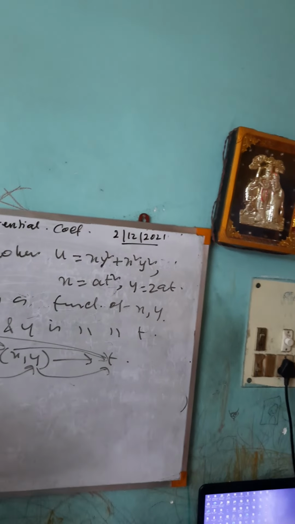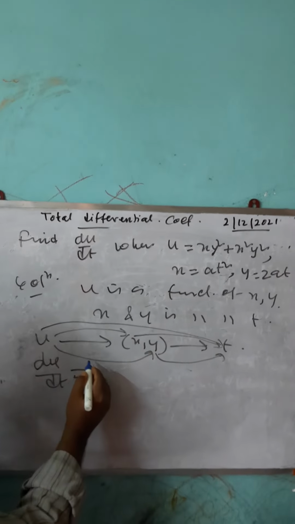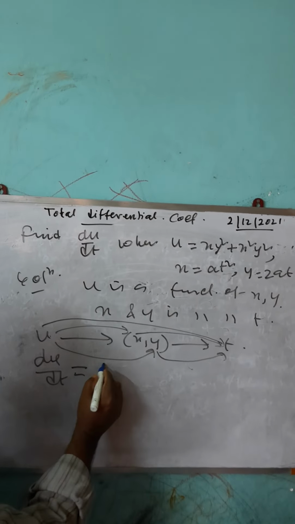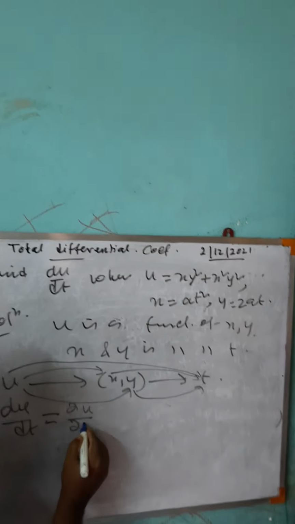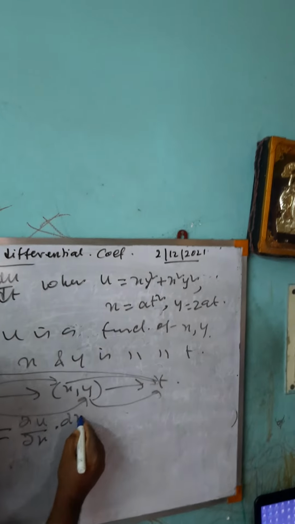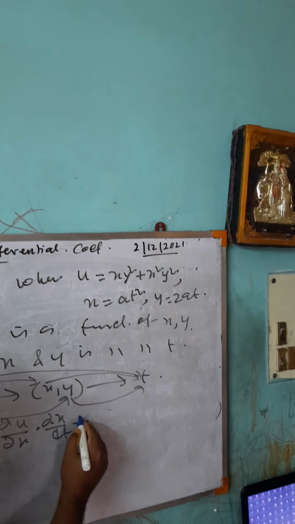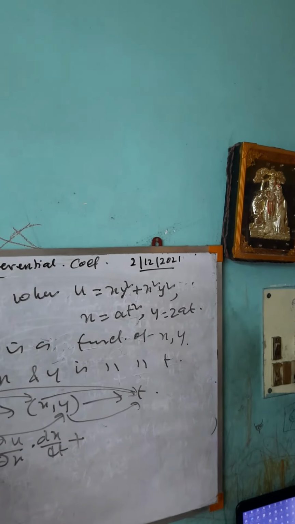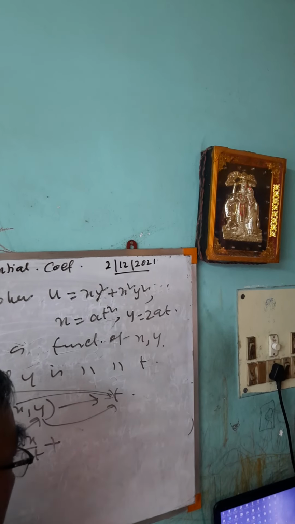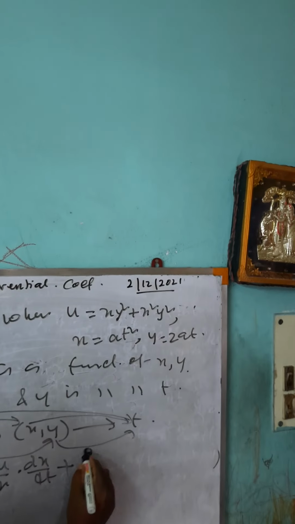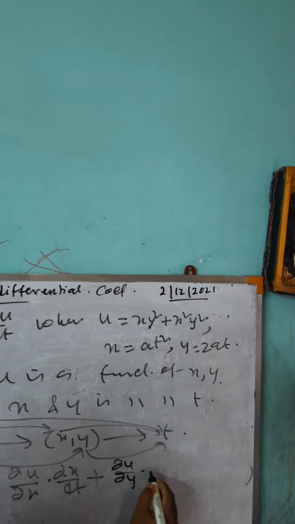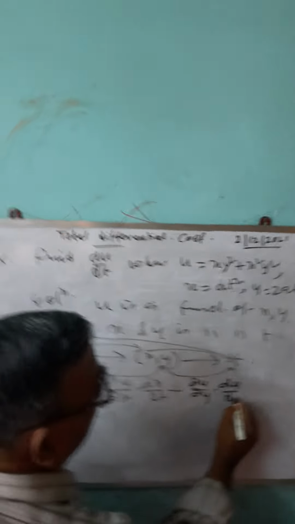So tell me the formula. What is the trick? Del u by del x into dx by dt. Very good. Plus, tell me, del u by del y into dy by dt.